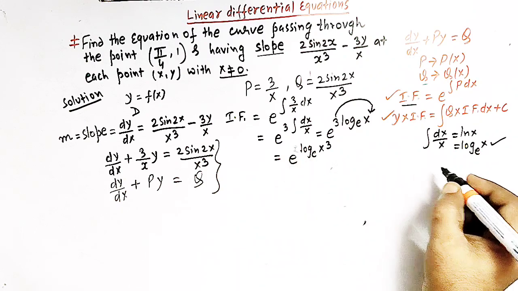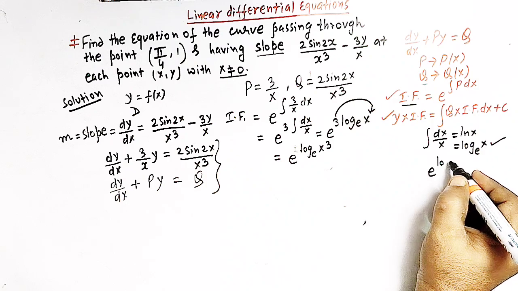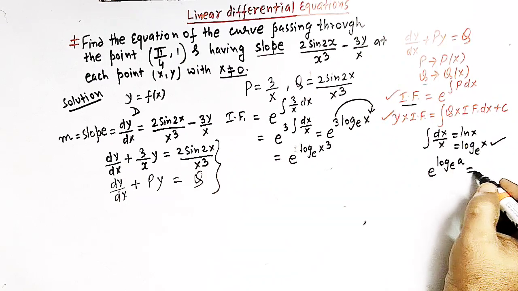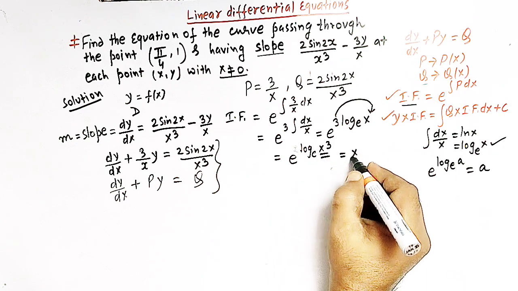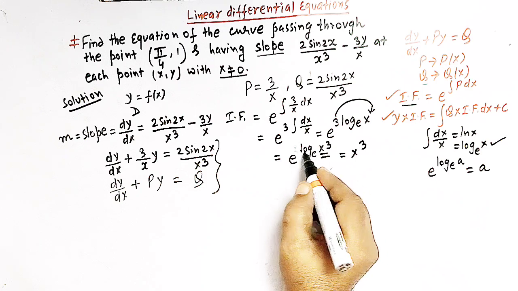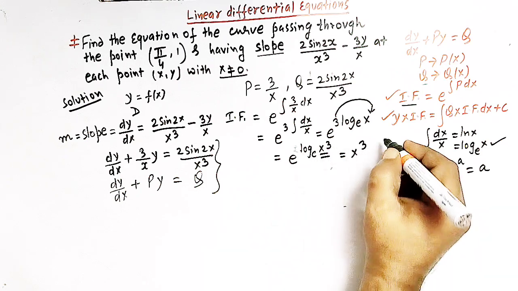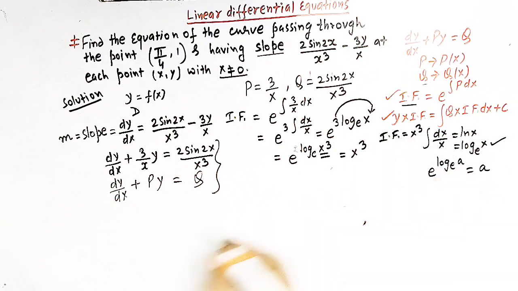e, right? And from calculus we know this important relation, that is e raised to log a is equal to a. So here we have x cube, right? So e raised to natural log of x cube is equal to x cube. So our integrating factor is now x cube, right?